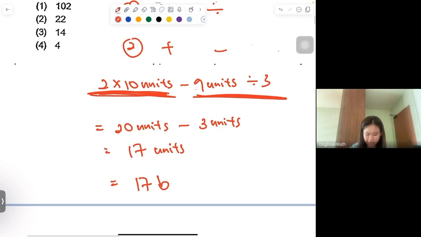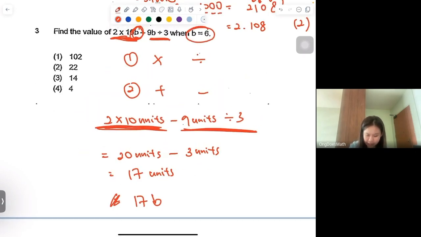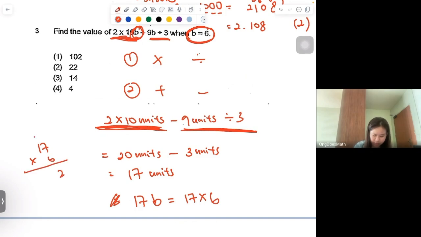So now what is 17b? They tell you that b is equals to 6. So you just have to sub in b equals to 6. Replace b with 6. So it's just 17 times 6. Since you have no calculator, you have to do it manually. So you should get 102.